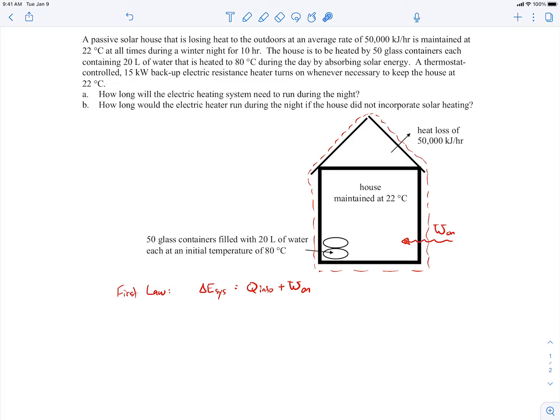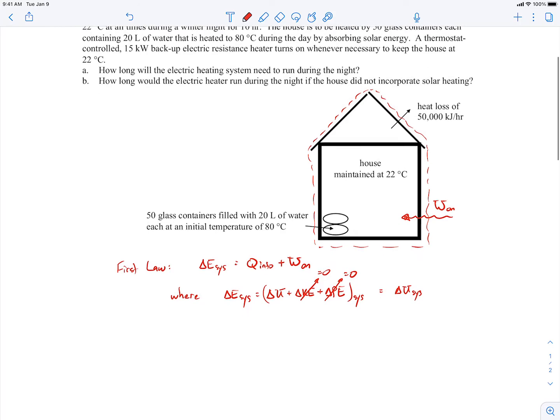Okay, so let me then expand the change in total energy of the system. So the change in total energy of the system is going to be the change in internal energy plus the change in kinetic energy plus the change in potential energy of the system. But since the house isn't moving, it's not changing elevation, those terms are going to be zero. If you're fortunate, your house is staying put. And so we're just going to have the change in the internal energy of the system.